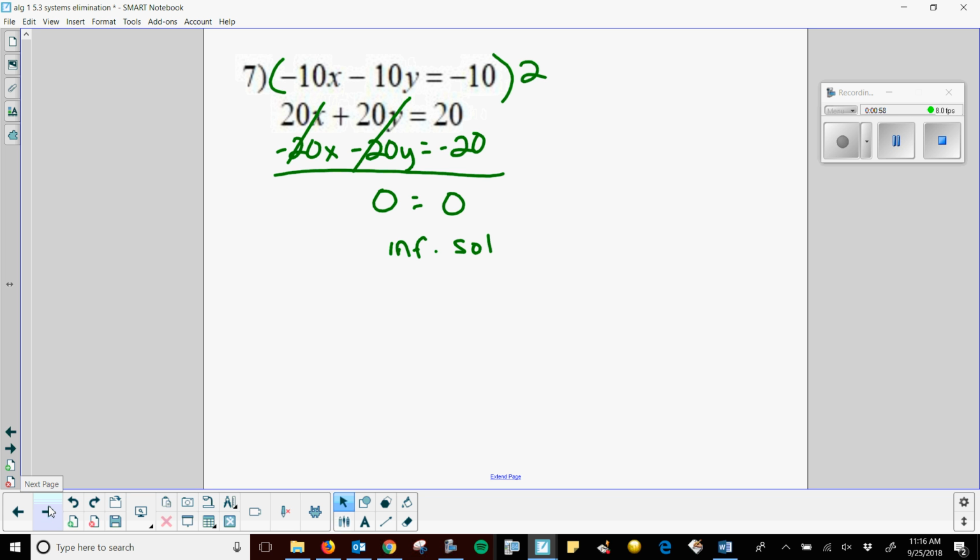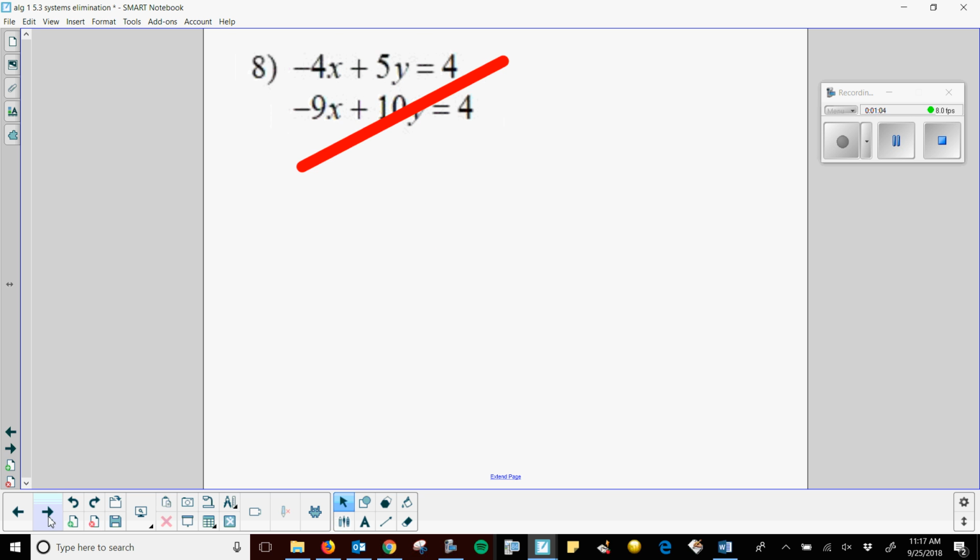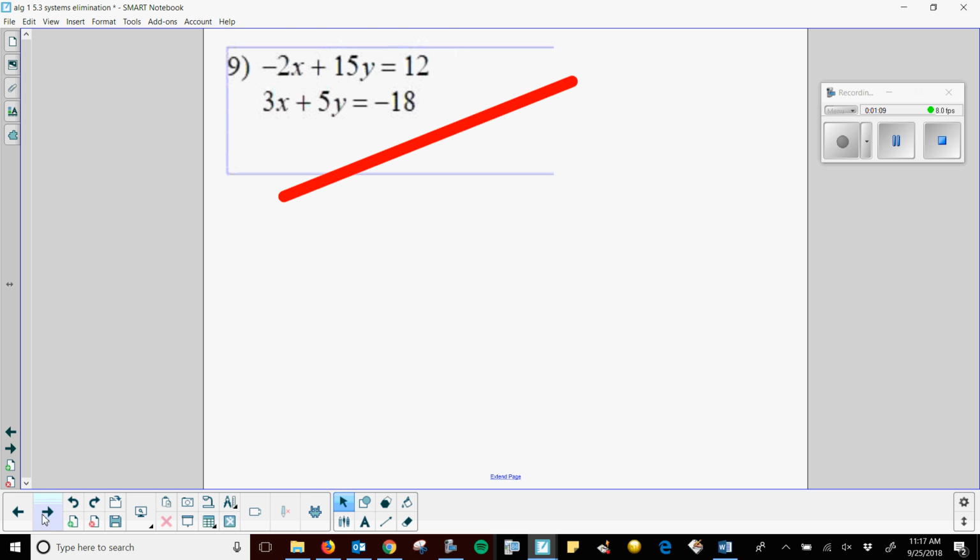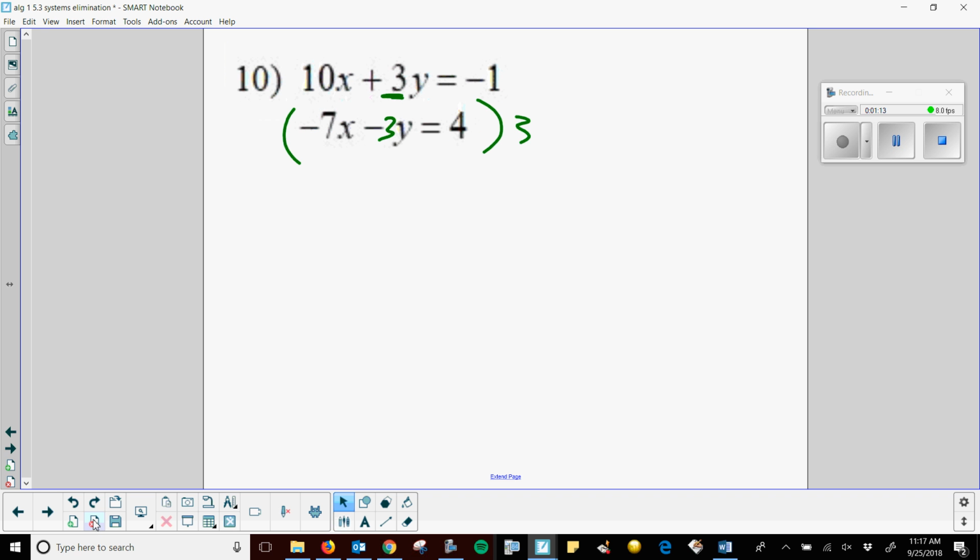We have infinite or no solution. If it's 0 equals 0, it's infinite. If it's 0 equals something else, it's no solution. I skipped that one, and I skipped that one. Oh, that's because they were. Let me do this. I'll just delete those. That way I don't have to worry about them.